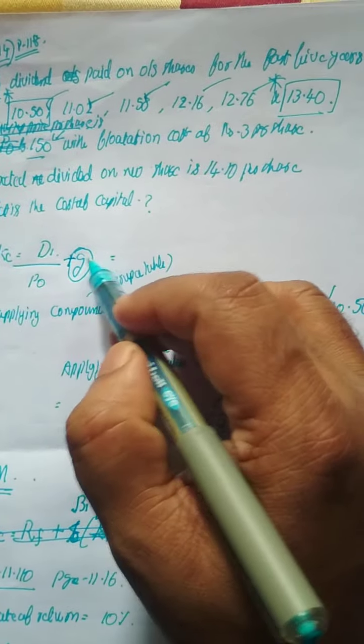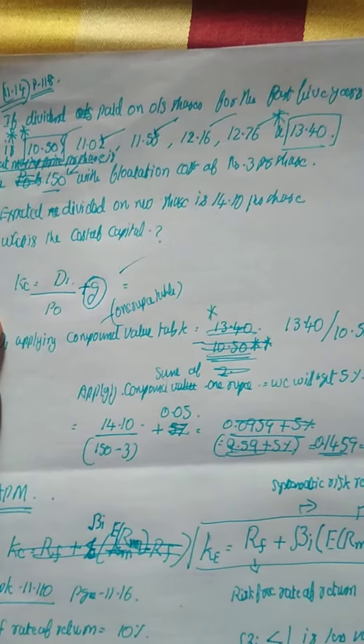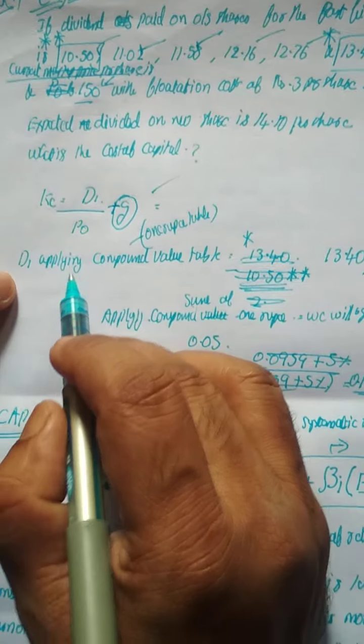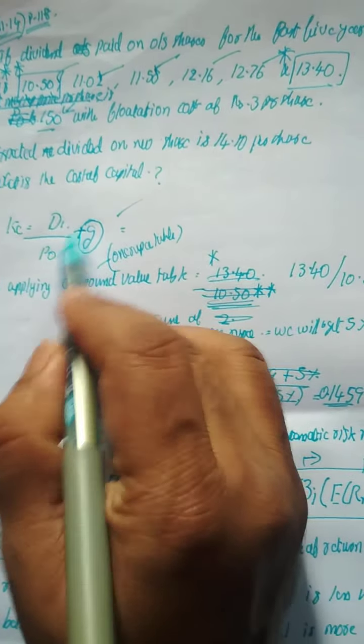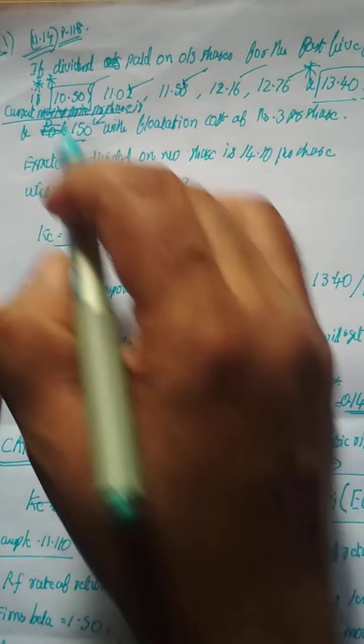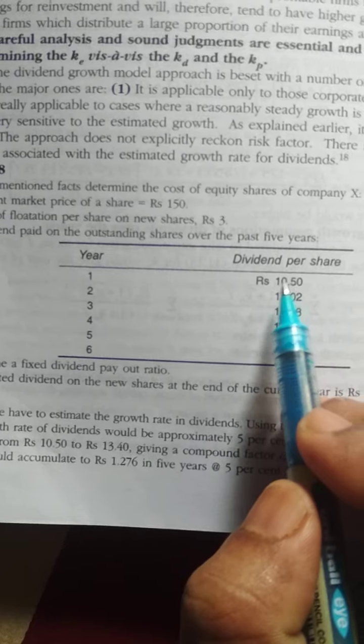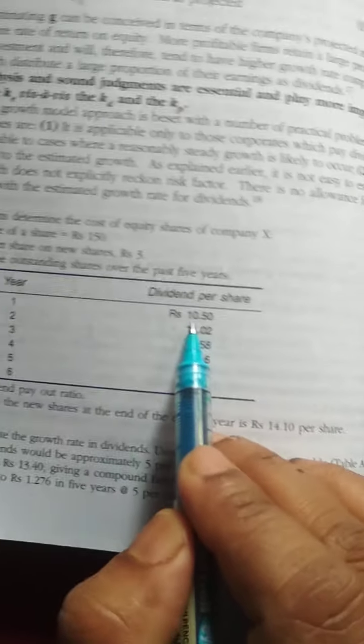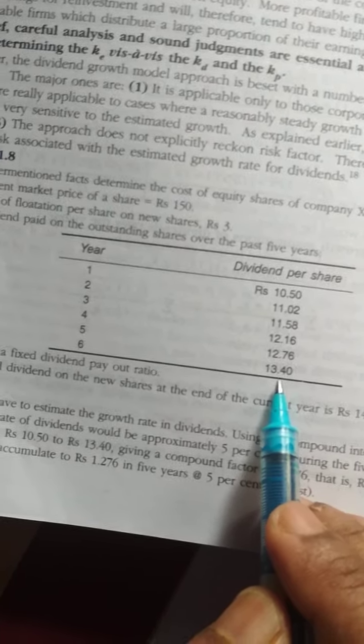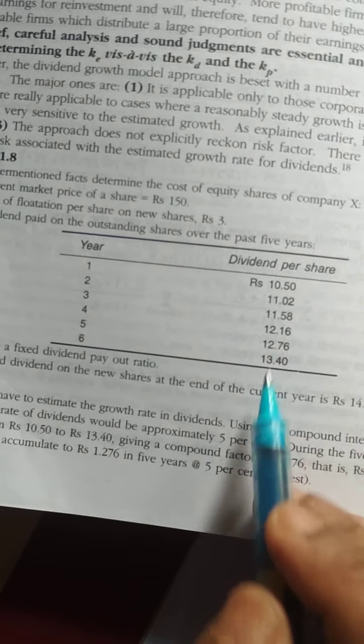D1 divided by P0 plus g, which we looked into in the last video session. But the problem is that the growth we have to find out. How do we find it out? The last 5 years' dividends are given. So from 5 years back, the first year dividend is 10.5 and the last dividend is 13.4. With this you can find out the growth.